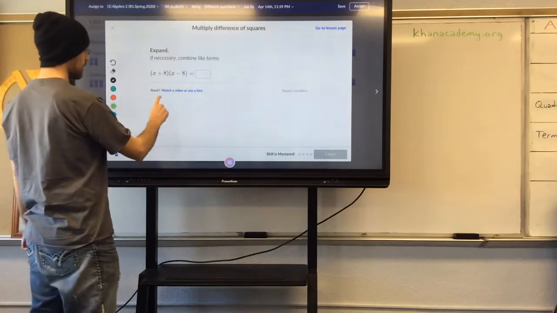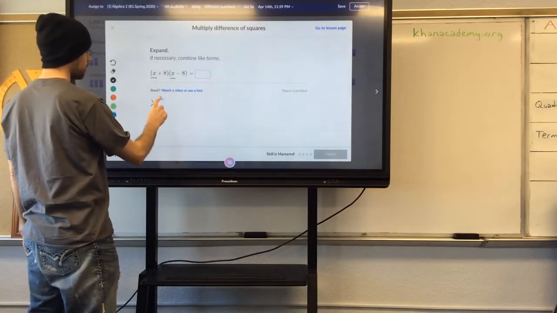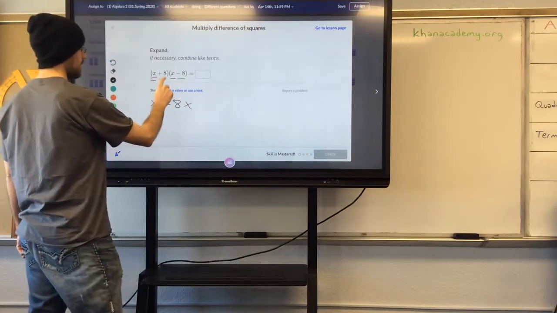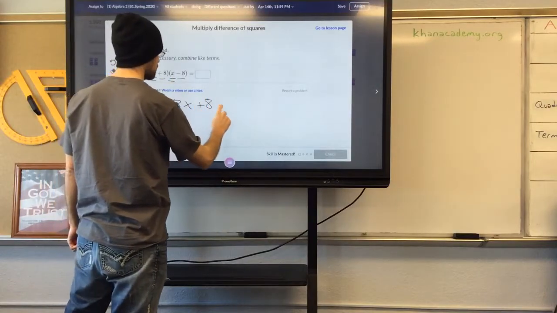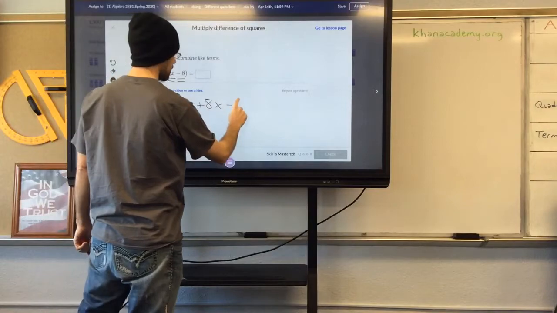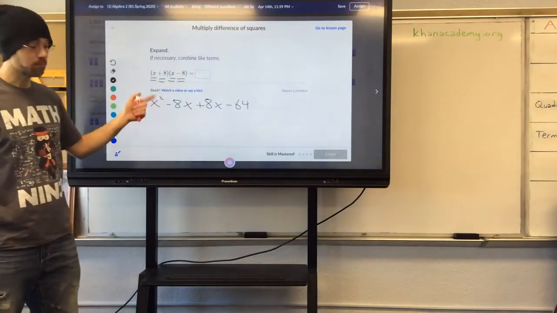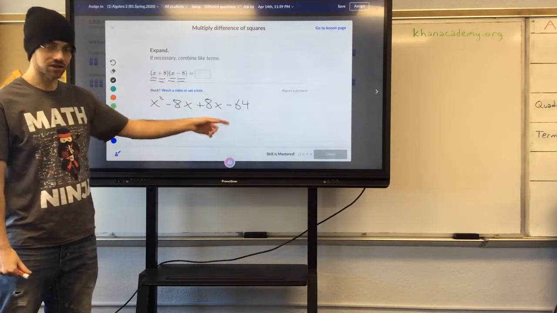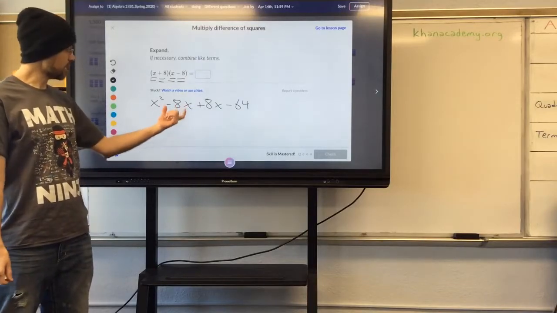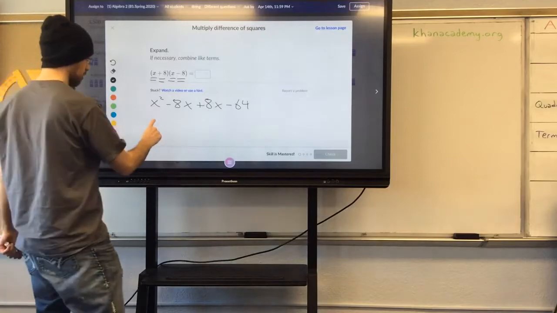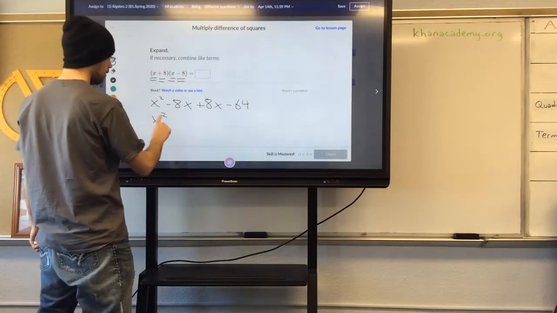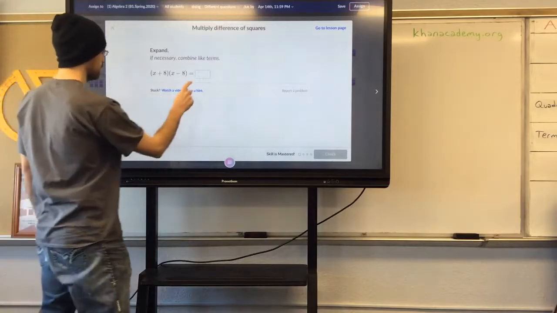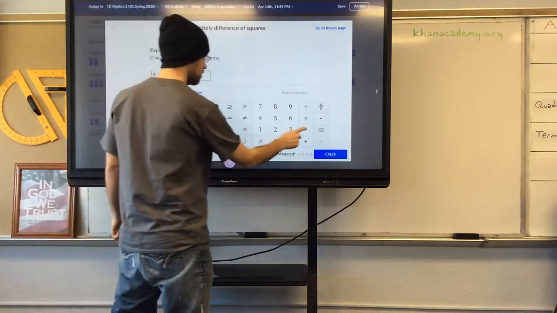Let's see what happens. We get x times x is x squared, plus x times negative 8 is negative 8x, plus 8 times x is positive 8x, plus 8 times negative 8 is negative 64. Now, we want to combine like terms. We've got x's here, x's here. There's negative 8 x's plus 8 x's. Well, that's 0, because this is the opposite of that, and when we add opposites, we get 0. So we can say x squared minus 64. Now, that's our solution. We'll write it in here. X squared minus 64.